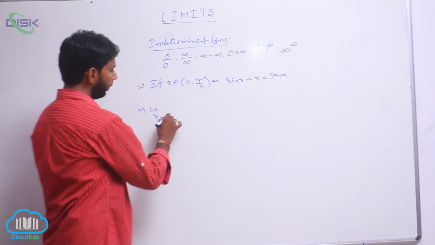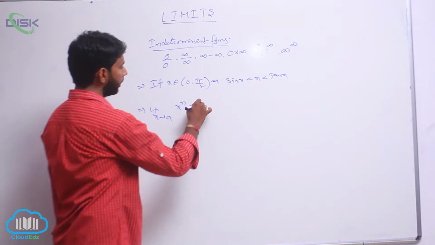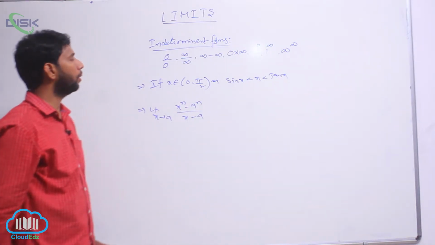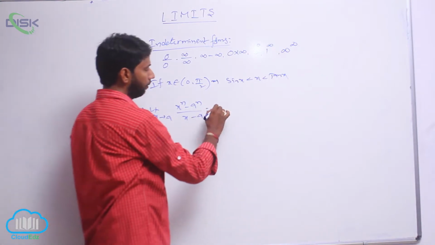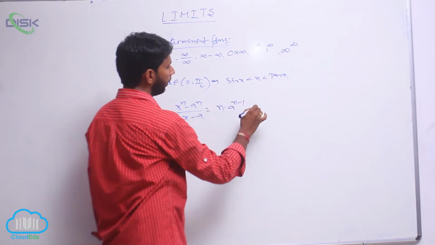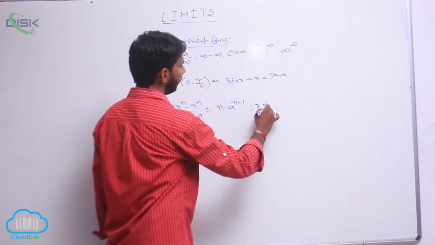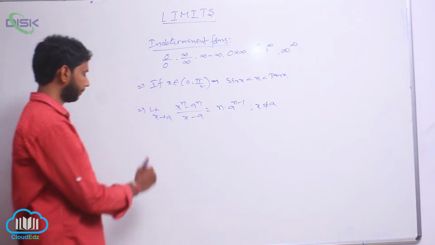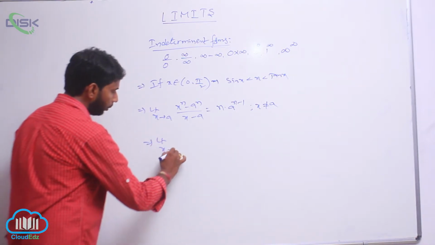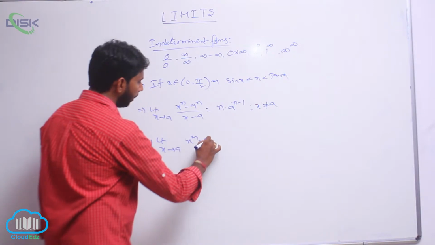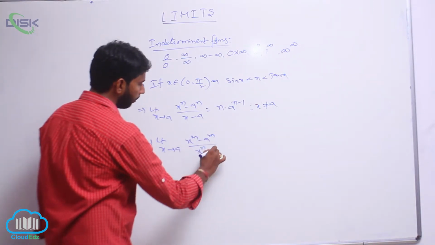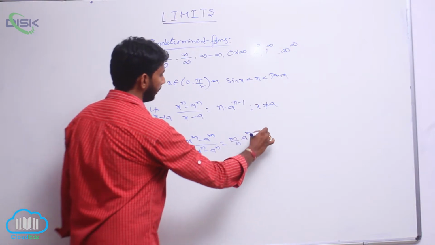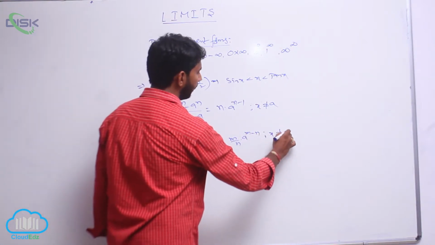Limit as x tends to a of x power n minus a power n by x minus a is equal to n into a power n minus 1, when x is not equal to a. Similarly, limit as x tends to a of x power m minus a power m by x power n minus a power n is equal to m by n into a power m minus n. Here also x is not equal to a.